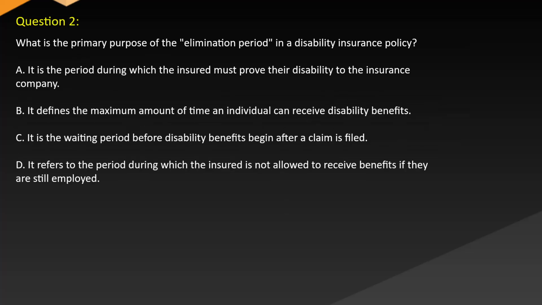Question 2. What is the primary purpose of the elimination period of a disability insurance policy? A. It is the period during which the insured must prove their disability to the insurance company. B. It defines the maximum amount of time an individual can receive disability benefits. C. It is the waiting period before disability benefits begin after a claim is filed. D. It refers to the period during which the insured is not allowed to receive benefits if they are still employed.